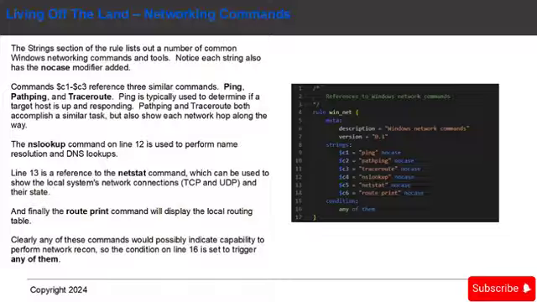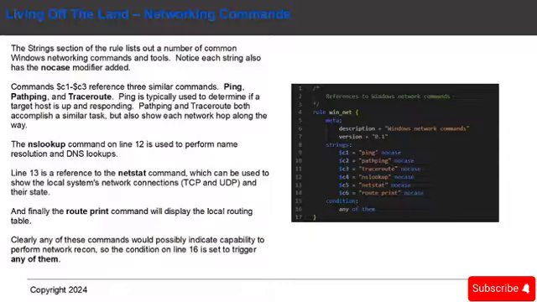But NSLookup is a little bit different. That's on line 12. This is used to perform name resolution in DNS lookups. Very helpful from a recon perspective. Line 13 is a reference to the netstat tool. This command is used to show the local system's network connections, and it can show you TCP connections, UDP connections, and connections that are listening or in an active state. So you can gather a lot of information not only about the local system and the ports that are open in the communication pathways, but also remote systems that it is talking to. Very valuable information from a recon perspective.